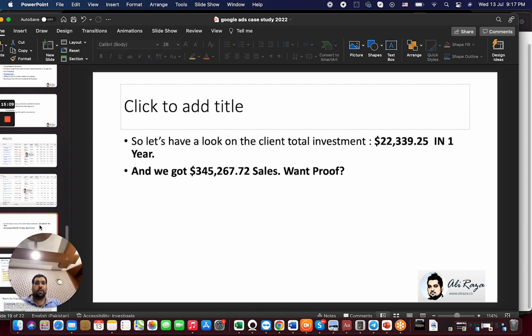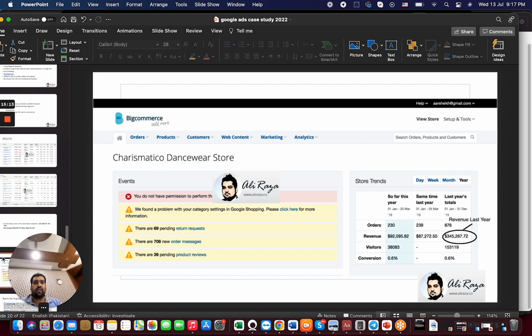But you must be wondering, what's the proof? So let me show you the proof as well, directly from the dashboard of BigCommerce. Just like Shopify, BigCommerce is also a very famous platform, and the client was using BigCommerce to run their store. You can see the revenue last year was $345,267, and as compared to the year before, the sales were huge, a huge impact on the sales.